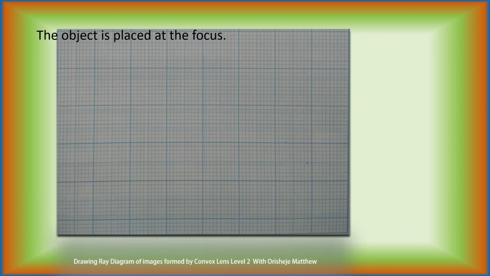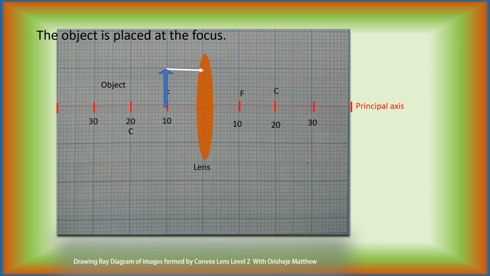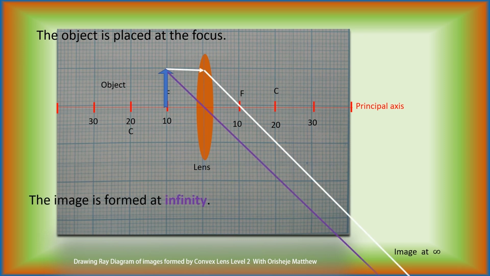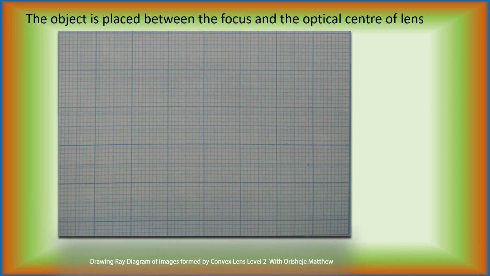Let's look at the third position when the object is placed at the focus. The object is 10 cm away from the lens. A ray parallel to the principal axis passes through the focus, and a ray through the optical center. If you look at them, the rays will never meet after passing through the lens. They are parallel to each other, tending towards infinity. So in physics, we say the image is formed at infinity. That is all we can say about the property of this image.